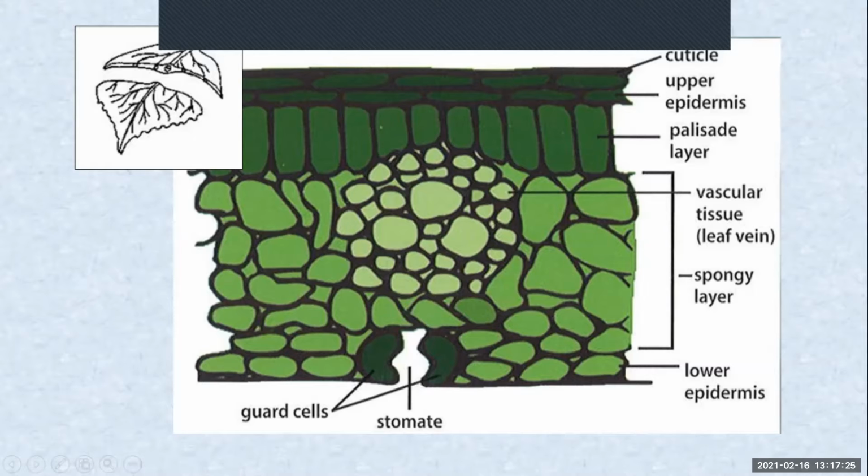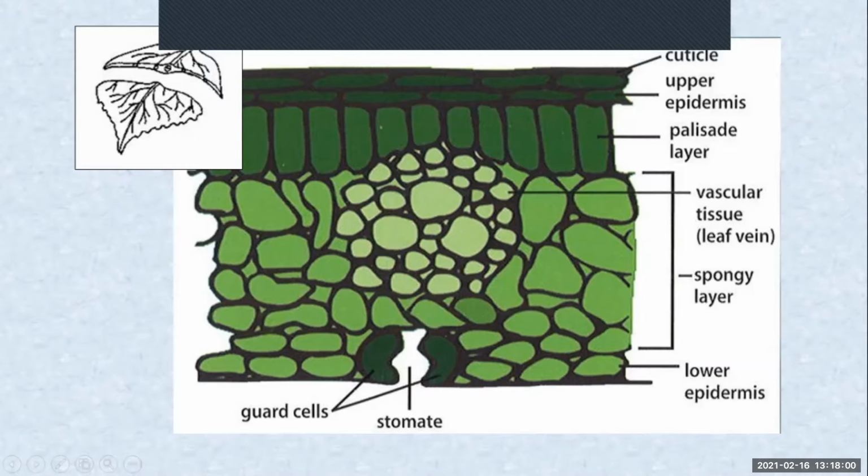Here's your lower epidermis. And then we have what are called the stomates, which are usually on the lower surface. These are openings into the leaf that allow for air exchange. They're called stomates or stomata. A singular is stoma. And surrounding these openings, these pores, are what are called guard cells. These guard cells regulate the opening and closing of the stomate. So that's why they call them guard cells.